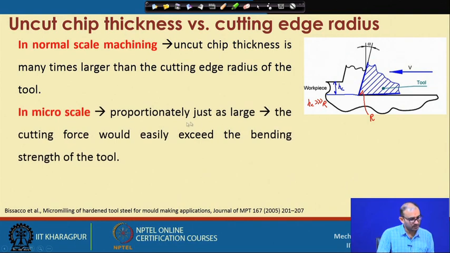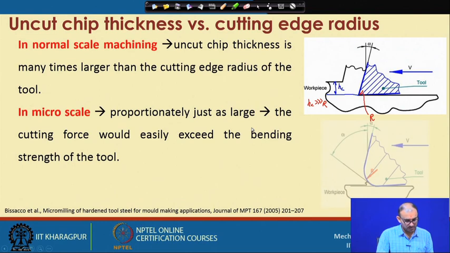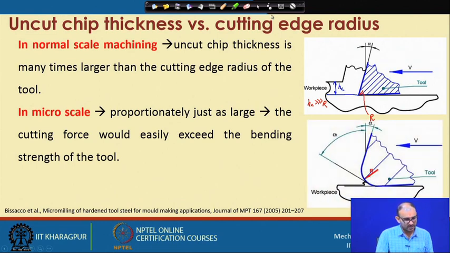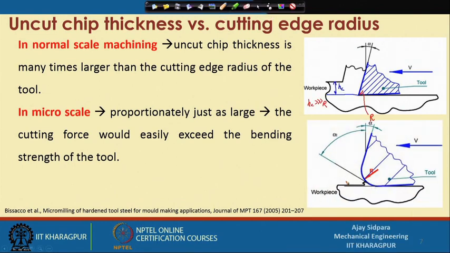But in micro scale, the proportionality is just as large, or sometimes it is very small compared to this part. So this is what is happening in our micro machining. Now your HC is this one, which is even difficult to see, and R is very large, that we have given here. So in this case, HC is equal to or sometimes smaller than R.